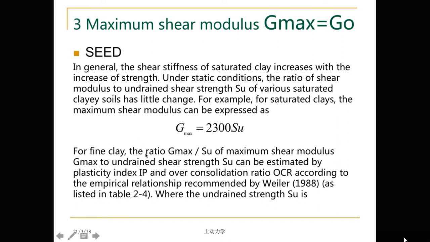For fine clay, the ratio Gmax over SU, of maximum shear modulus Gmax to undrained shear strength SU, can be estimated by plasticity index IP and over consolidation ratio OCR according to empirical relationship recommended by Vesic and listed in the next table, where the undrained strength SU is.